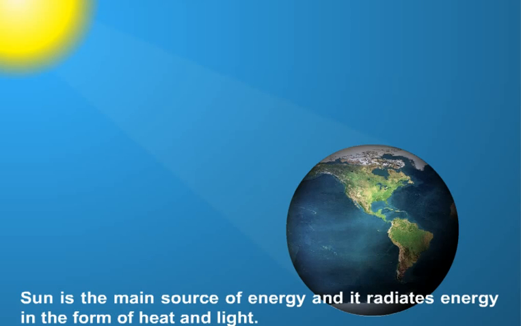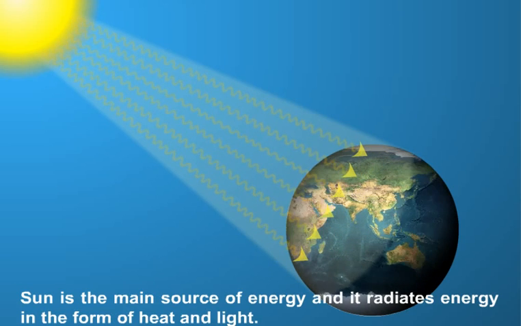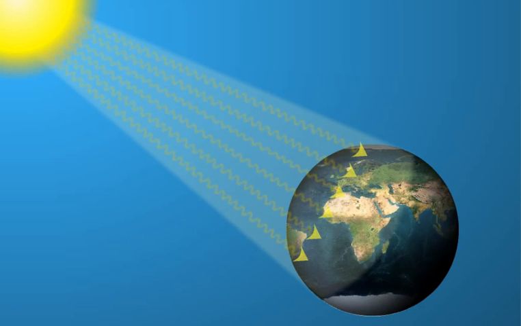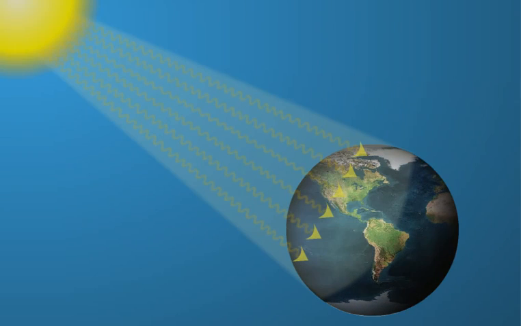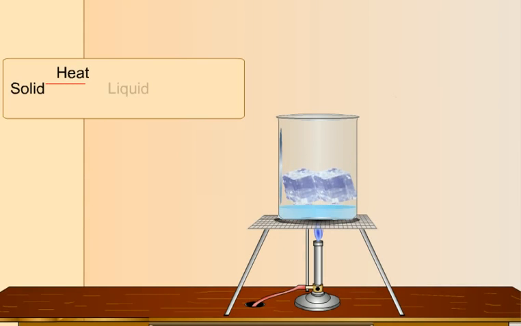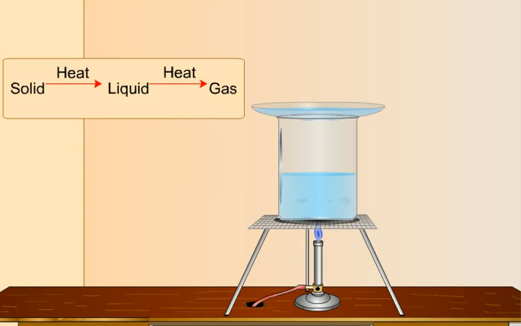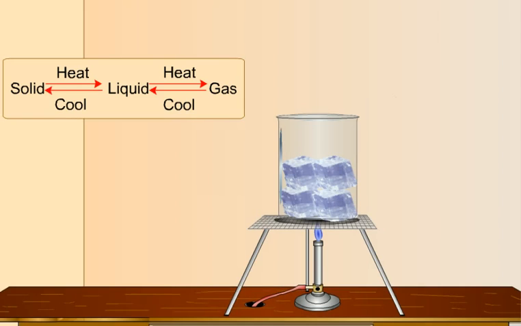Students, the sun is the main source of energy, and it radiates energy in the form of heat and light. You will study about transmission of heat in the last section of this chapter. Matter exists in 3 states, viz. solid, liquid, and gas. The state of material depends upon temperature. Usually, a solid on heating becomes liquid, and a liquid on heating becomes gas. Students, gas on cooling becomes liquid and liquid on cooling becomes solid.